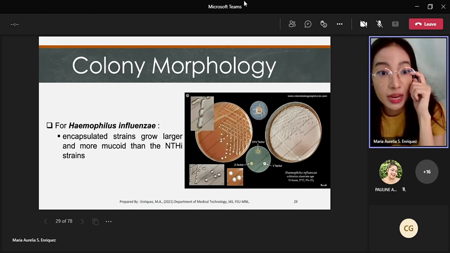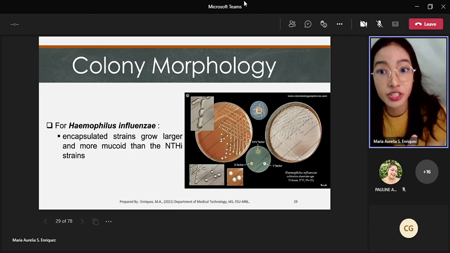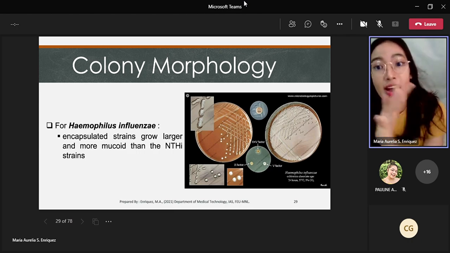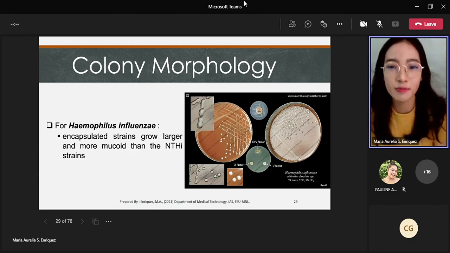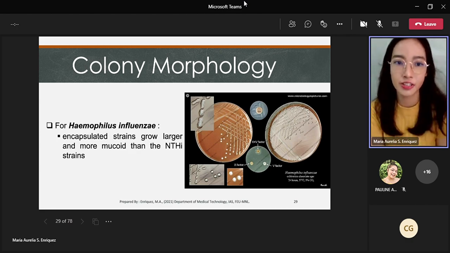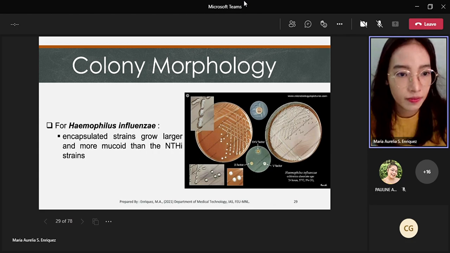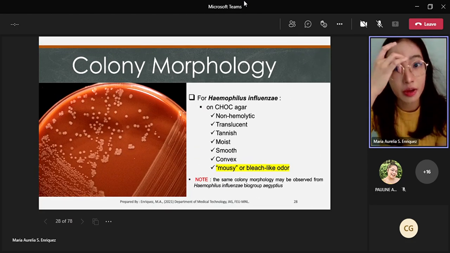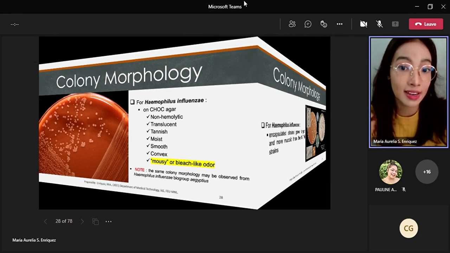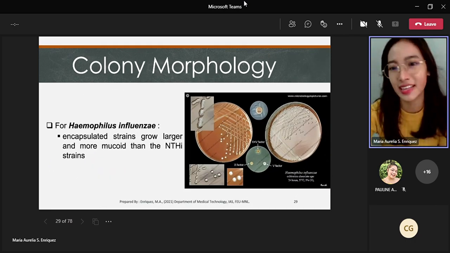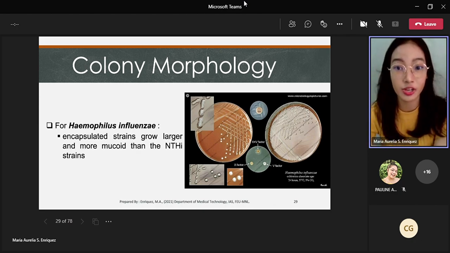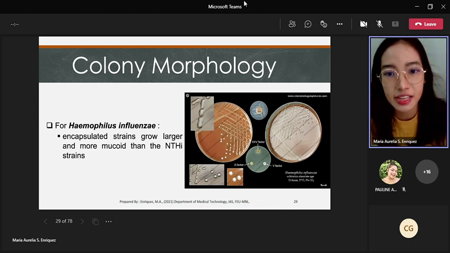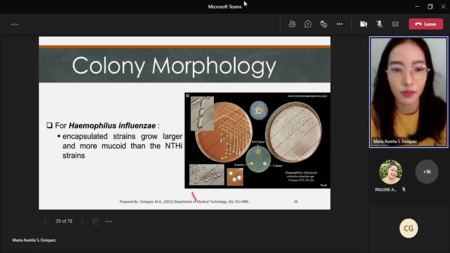Alright, colony morphology naman ng Haemophilus influenzae pa rin, if the strain that has been isolated is encapsulated, expect that the colonies will appear larger and much more mucoid compared to the NTHI strains. Okay, so isoli ko lang yung previous slide. And po, kapag NTHI, most likely, ganito po yung itsura. Pero pag encapsulated yung strains, expect natin na mucoid and larger yung itsura ng colonies. So an example of this has been shown right here on these photos. So ayan po, these are examples of encapsulated strains of Haemophilus influenzae.